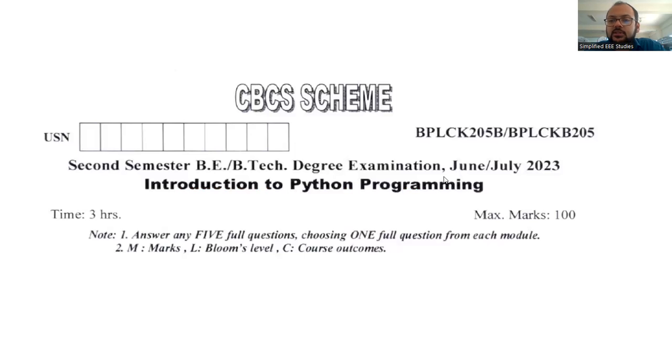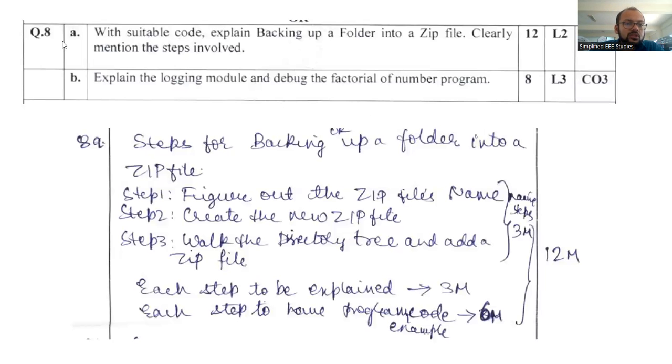Okay, you can see the question paper from the year June/July 2023. Question number 8A: with suitable code, explain backing up a folder into a zip file. Clearly mention the steps involved. So here, you are expected to write the steps for backing up the folder into a zip file. The weightage is 12 marks.